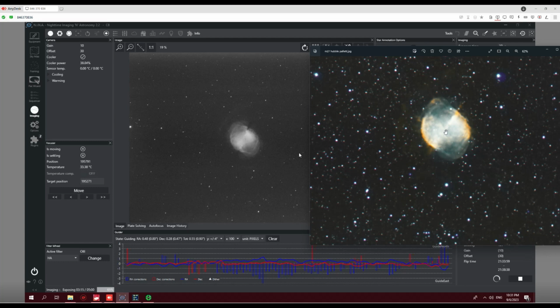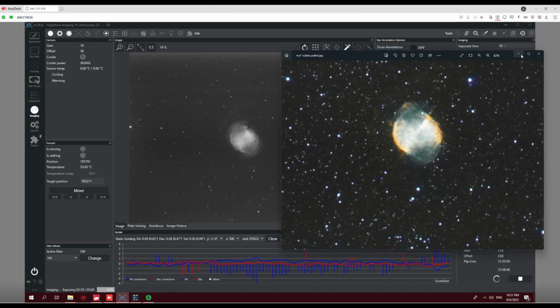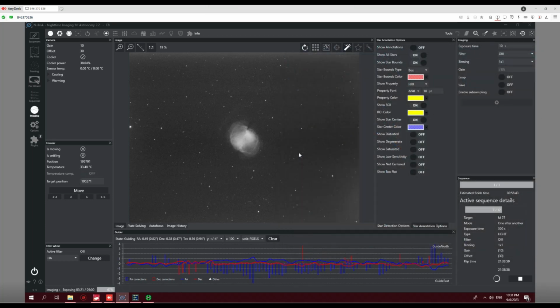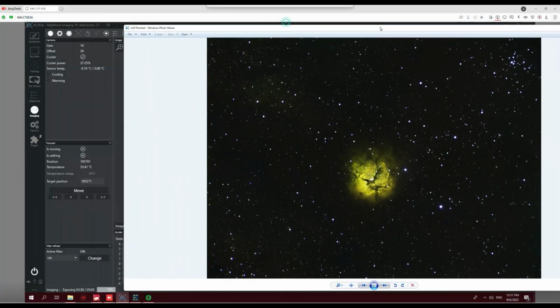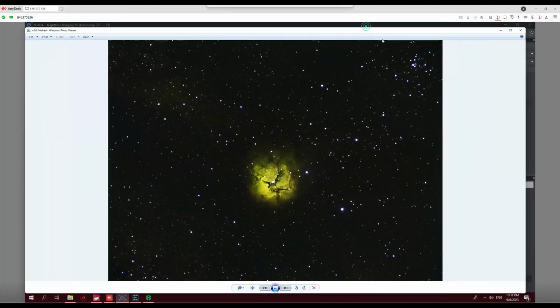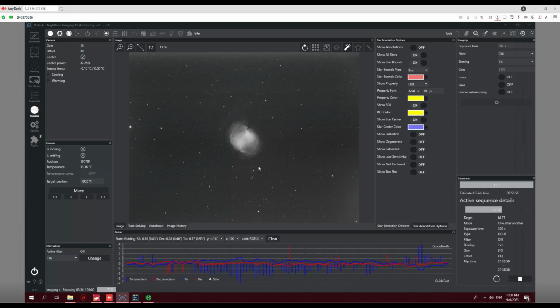I know a lot of people like to do the Hubble palette because they get these nice yellows and greens. Like there's the M20 right here that I imaged a while ago that just came out all yellow. I don't really think that looks that good, you know? So I'm not a big fan of the Hubble palette. I prefer the HOO palette because I think that comes out the best.